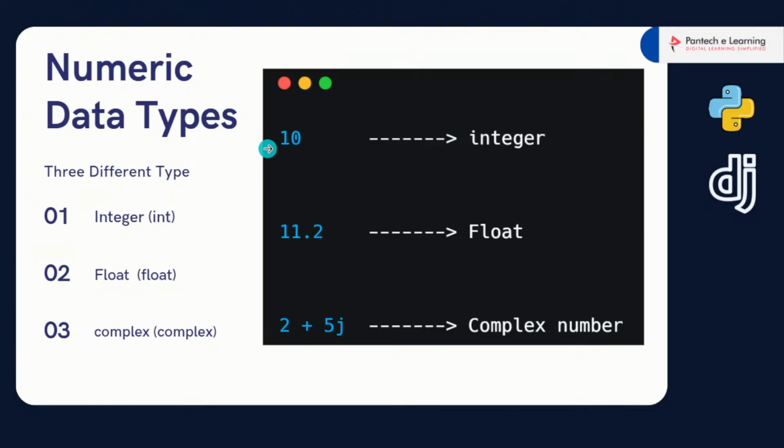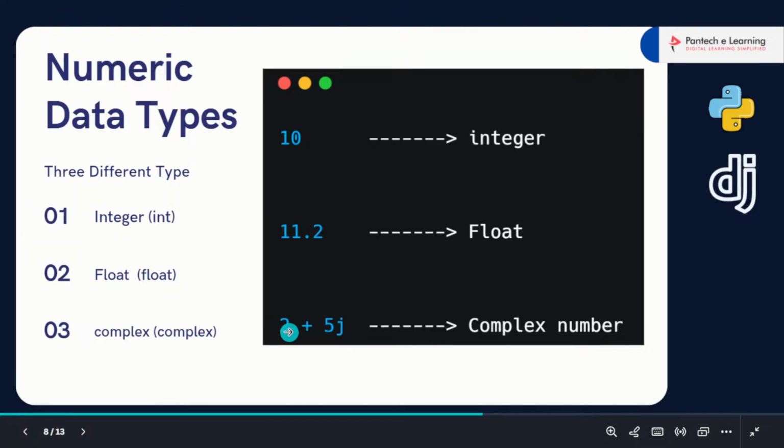And normal numbers 1 2 3 4 5 6 and 55 6 7, every such number is an integer. And 2 plus 5j, that is a complex number: a real term with an imaginary term. 2 is the real term and 5j is the imaginary term. That is a complex number.